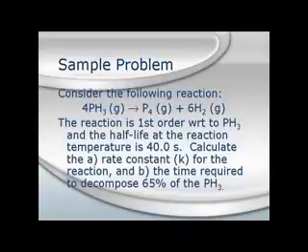Let's do another sample problem. And again, feel free to pause the podcast at any point to write these down so that you can follow along in your notes. Now, we're going to consider this reaction. 4PH3, which I believe is known as phosphine gas, will decompose to P4 plus 6 hydrogen gas. So the reaction is first order with respect to PH3, and the half-life at this reaction temperature is 40 seconds. Calculate the rate constant K for the reaction and the time required to decompose 65% of the PH3.